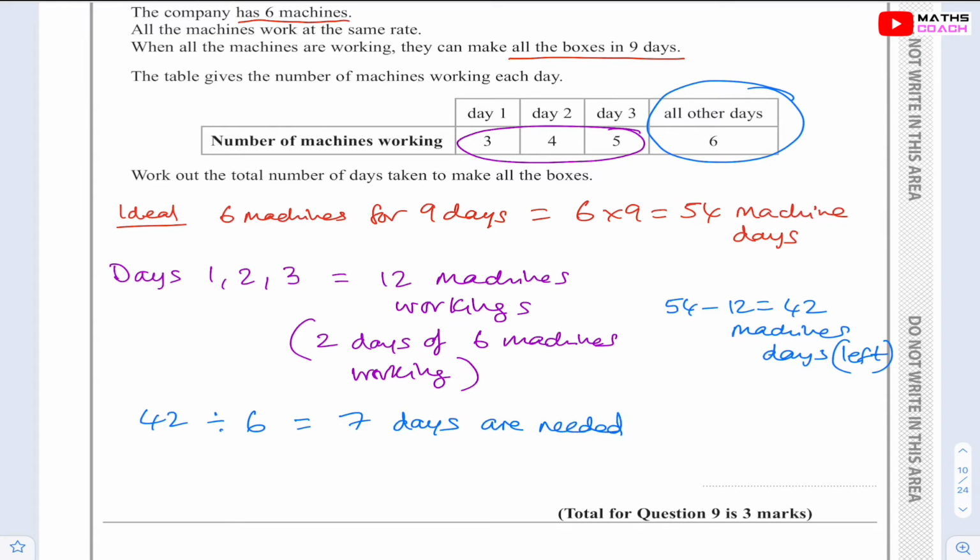And all we'll do now is add the 7 days to the first 3 days, so 7 plus 3, and that tells us that we can get everything done in 10 days. So the fact that on days 1, 2, and 3, all the machines were not working, it added an extra day to our work. Otherwise, everything could have been done in 9 days.